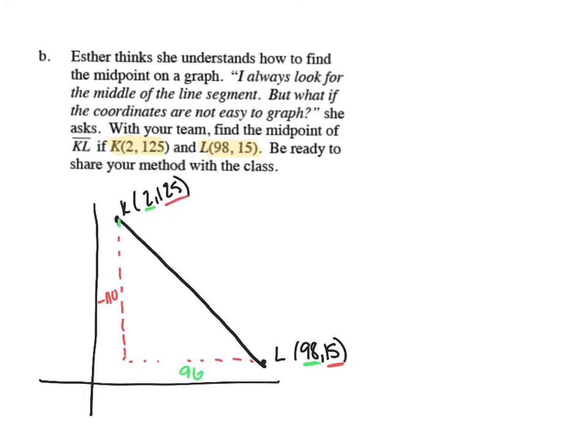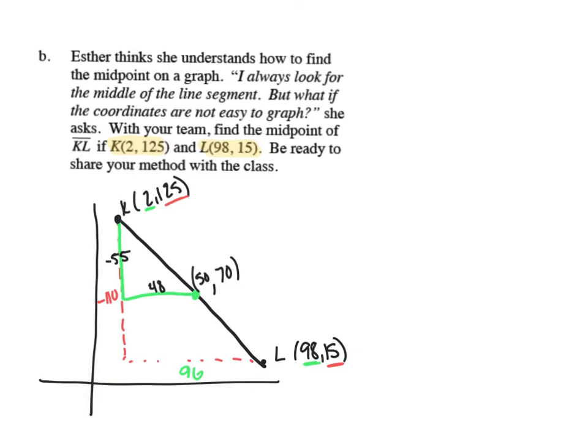So I guess I could cut that in half and find my midpoint. So half of the 110 is 55, and then half of the 96 is 48. So from point K, if I dropped down 55, that means my y-coordinate would decrease 55, and my x-coordinate would increase by 48. I can certainly do this problem this way, but it's no longer the quick, easy method that it was on the previous slide.